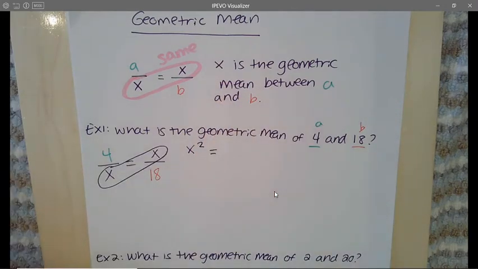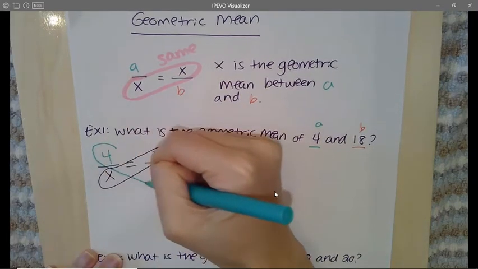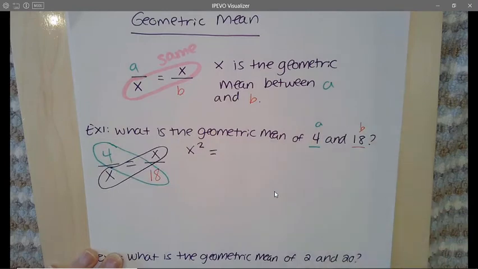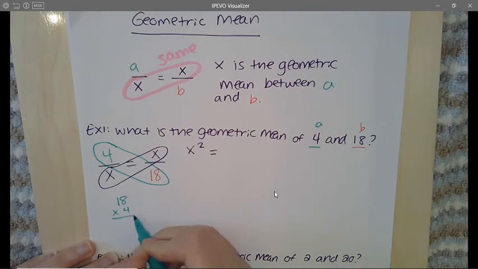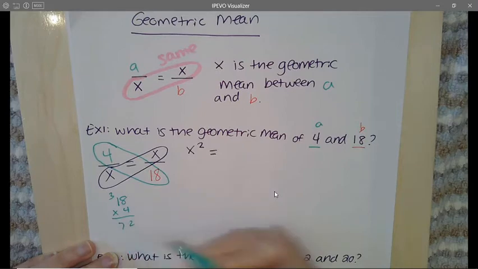Let's go the other direction. Okay, 4 times 18, which, let's see here, that's going to be, I think, 72. But again, if you don't know, it doesn't hurt to check. So, 18 times 4 is 72. Look at that.